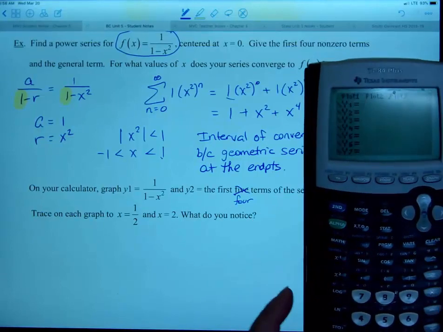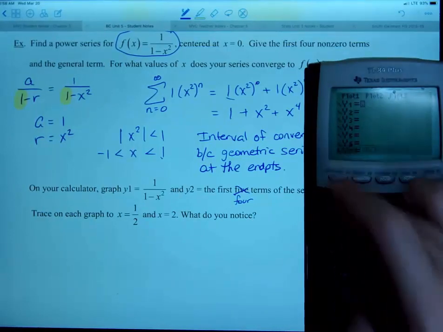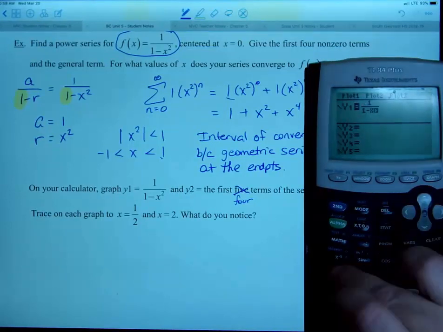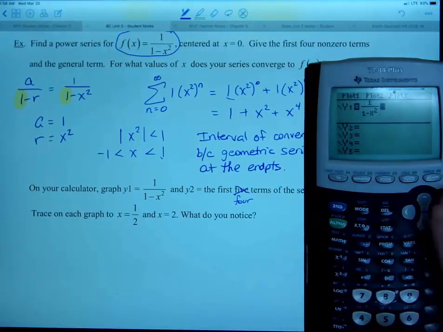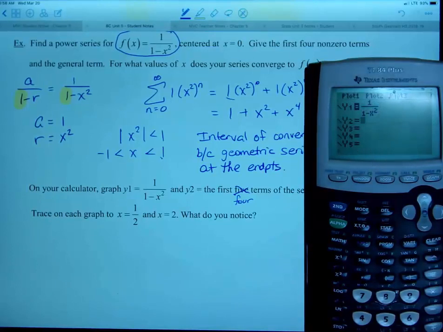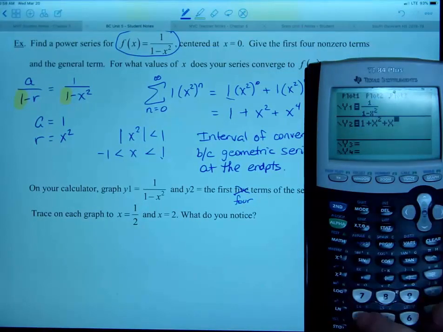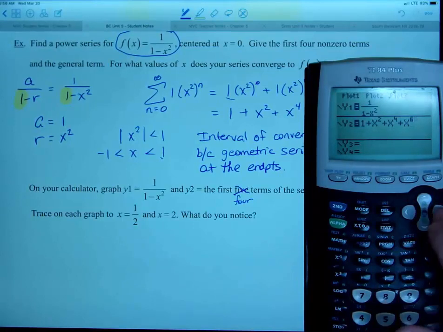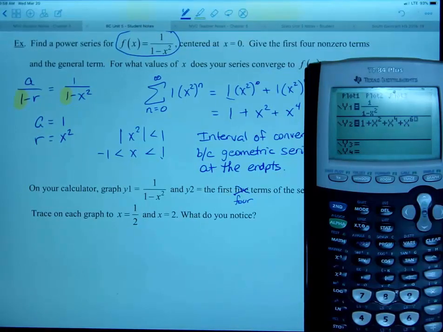So, here we are. We're going to put the fraction bar in y1, 1 over 1 minus x squared. And then in the second one, we're going to put in 1 plus x squared plus x to the 4th plus x to the 6th. The first 4 terms we wrote out on the series. Now, do not push graph.